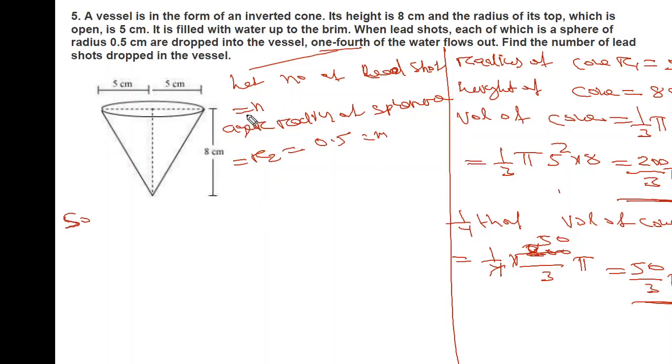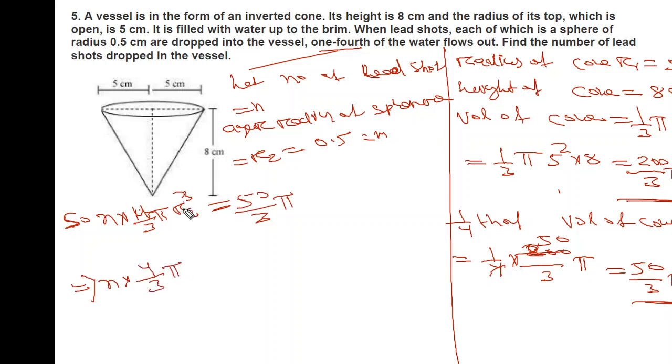So as per the question, n, which is the number of the lead shots, into the volume of each sphere. So n into 4 by 3 pi r2 cube is equal to this 50 by 3 pi. So this implies n into 4 by 3 pi, where r is here 0.5 cube, is equal to 50 by 3 pi.